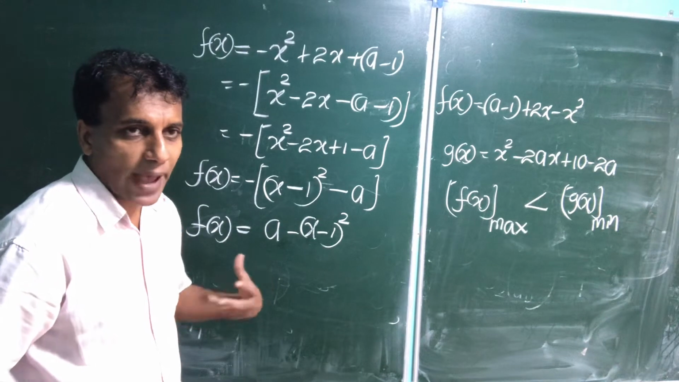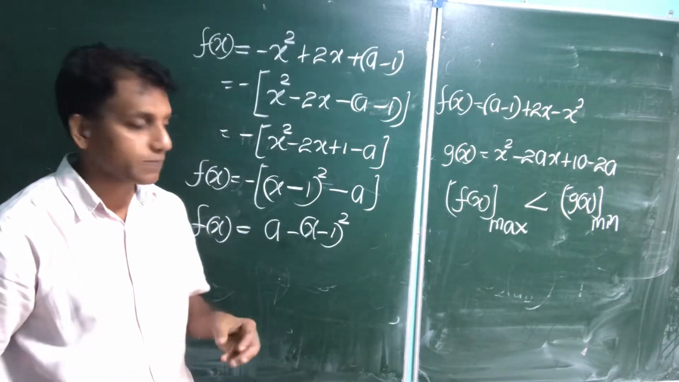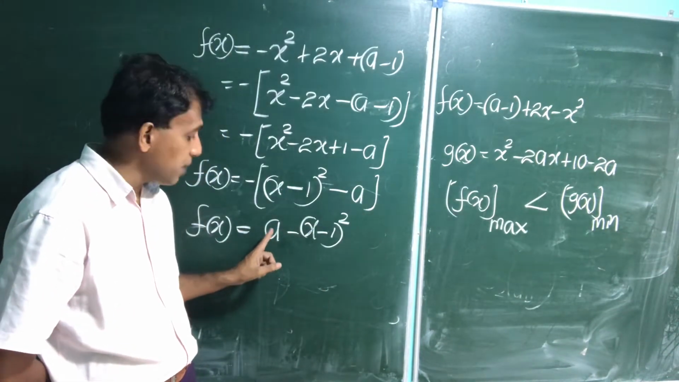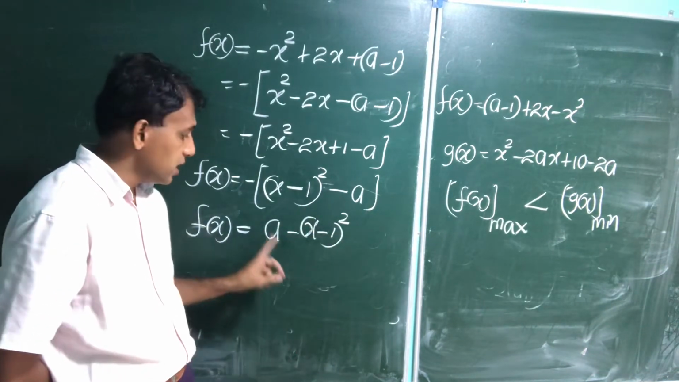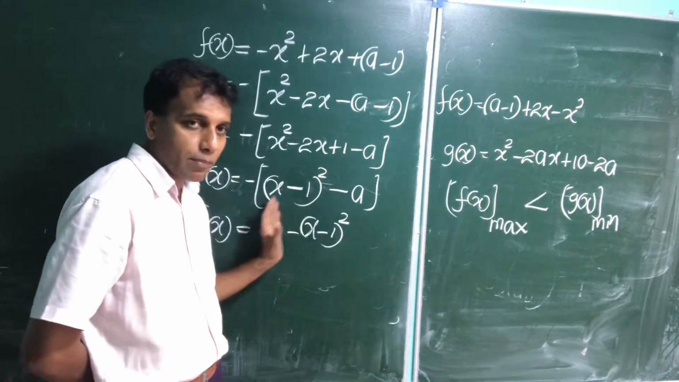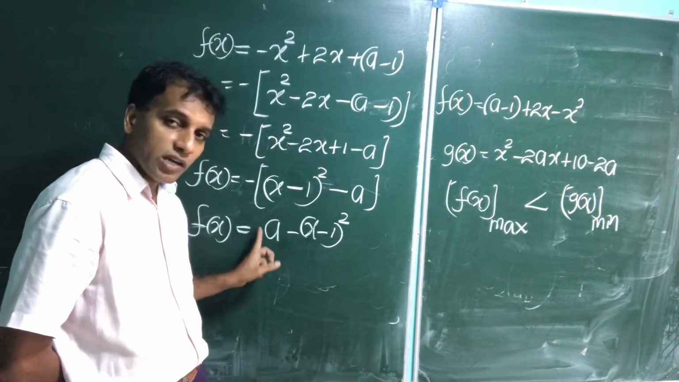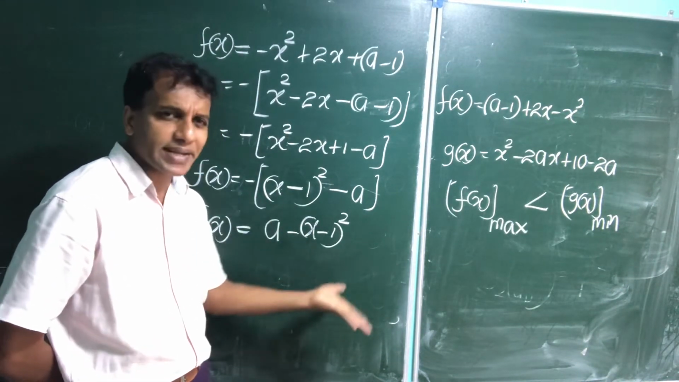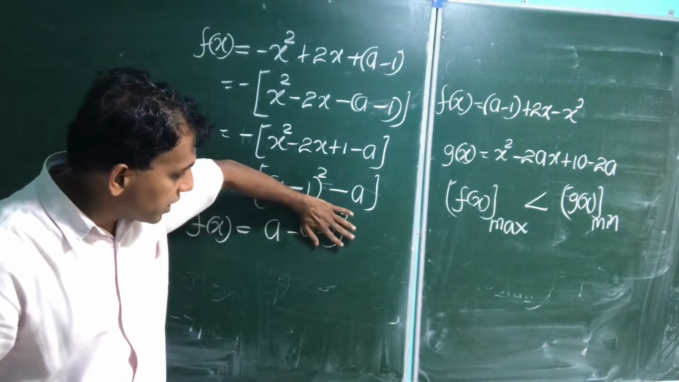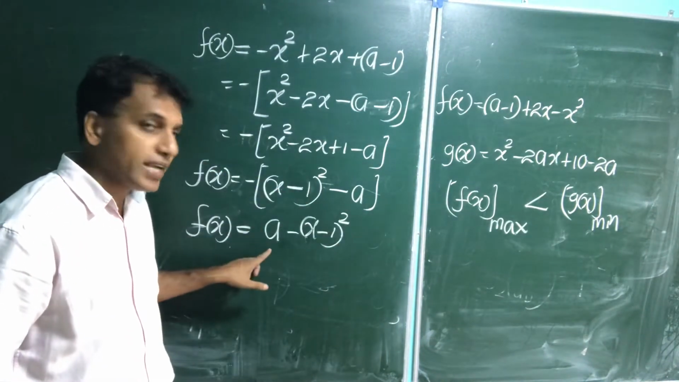Now we discuss the maximum and minimum. That's what we call the turning point. Here a is a constant. For example, 7 minus 5, 7 minus 3, 7 minus 100. Whatever, for example, if a is 7, from 7 we subtract some value, so all the answers come less than 7. If a is 10, all the answers come less than 10. Therefore the maximum value is this one. If you put x equals 1, this becomes 0, then the function is a.